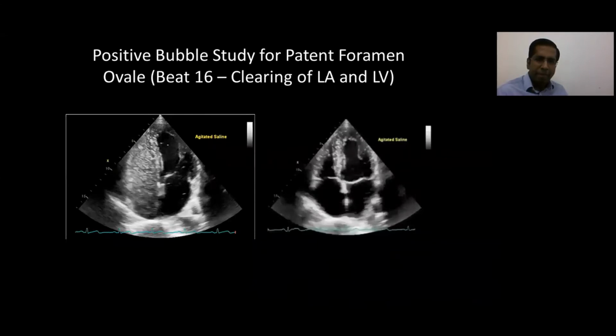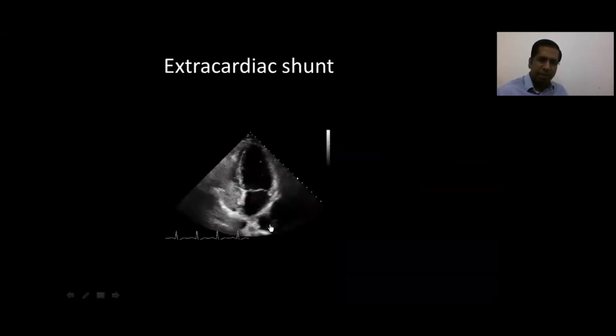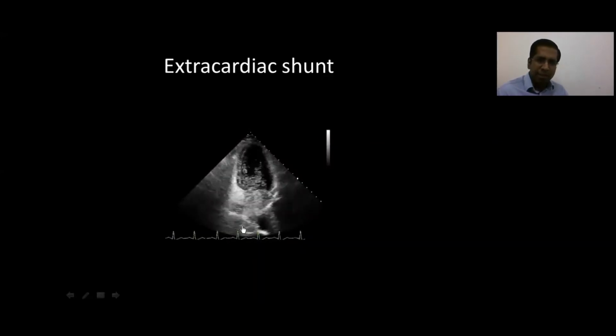And you see that in the end it clears off also. This is a patient with liver disease and hepatopulmonary syndrome. And here you can see that it comes in, but it comes in through the pulmonary veins, and it comes in after more than 4 to 6 beats.